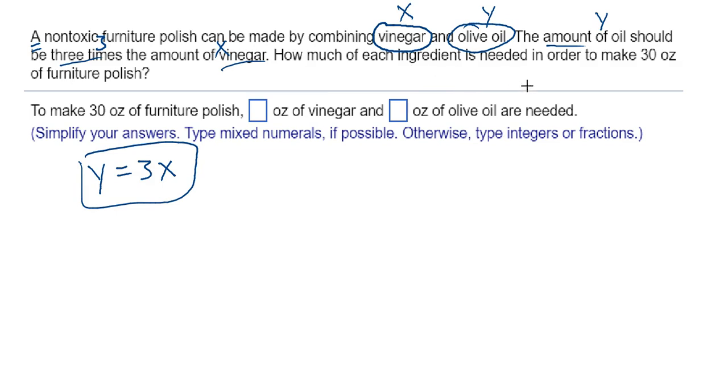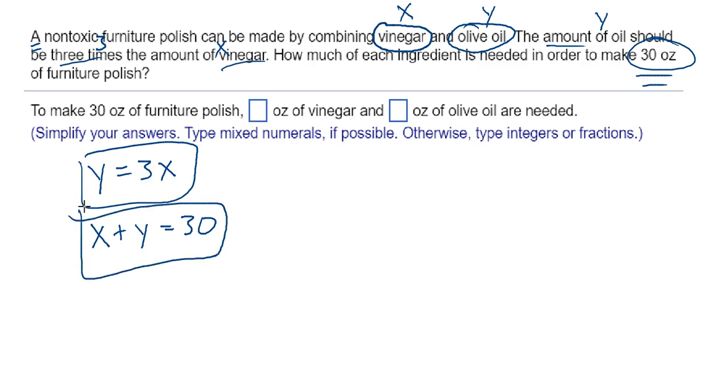How much of each ingredient is needed in order to make 30 ounces of furniture polish? Well, since that 30 ounces is completely composed of vinegar and olive oil, that means the vinegar and the olive oil have to add up to that 30 ounces, right? And so the amount of vinegar plus the amount of oil has to add up to 30 to give us 30 ounces of furniture polish. All right, so that'll be my second equation. And we needed 2 because when you have 2 variables, you need 2 equations.